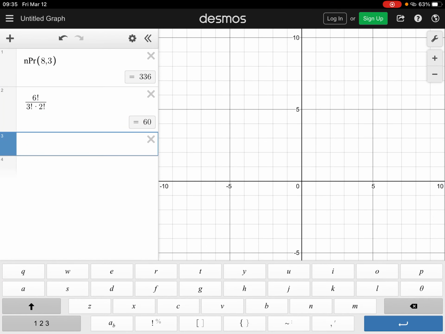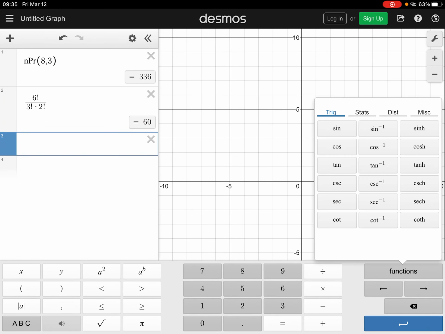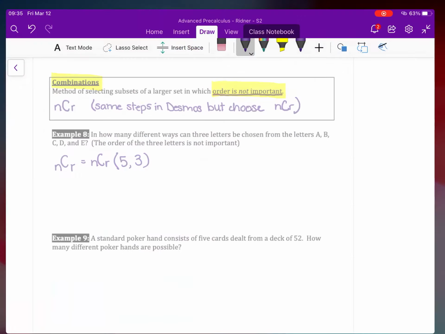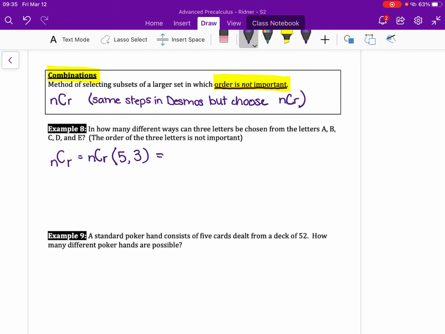So here, functions, stats, nCr 5, comma, 3. So there are 10 ways. Now that number's small enough that you probably could have listed all those fairly easily because there's only 10 of them. But it is possible that you forget one, right?